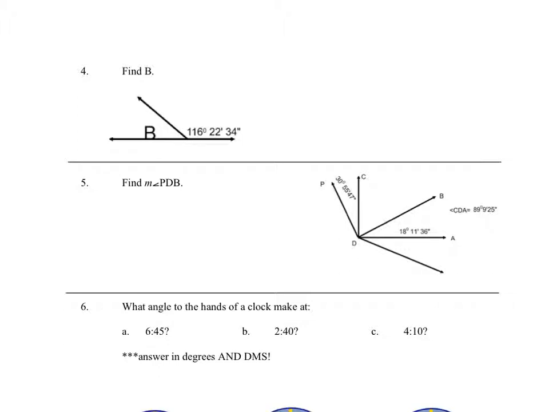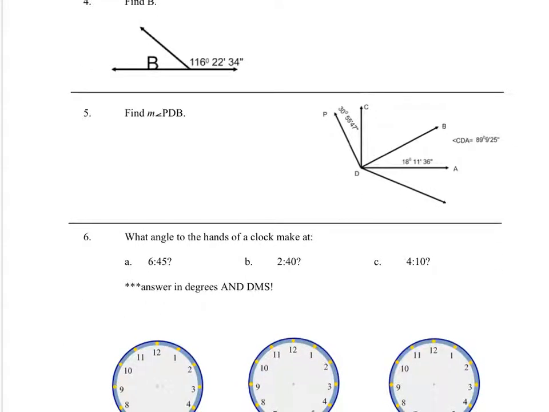Okay, so we'll look at one of the DMS problems. Let's look at number 5. Find the measure of angle PDB. So this is PDB here. Okay, in order to find that measure, we're going to need to know CDB. Okay, we're given some other information here. So we're going to have to find the measure of angle CDB by using the given measure for CDA and subtracting this angle from CDA.